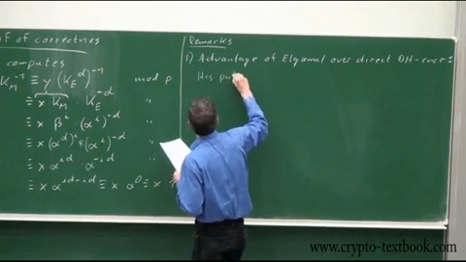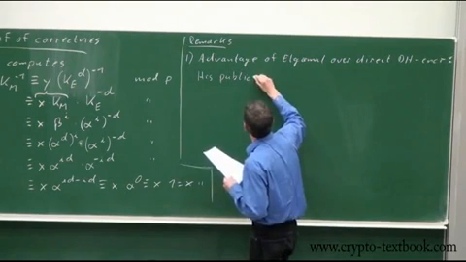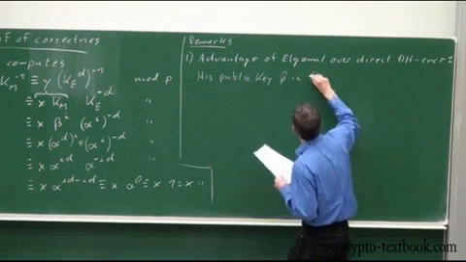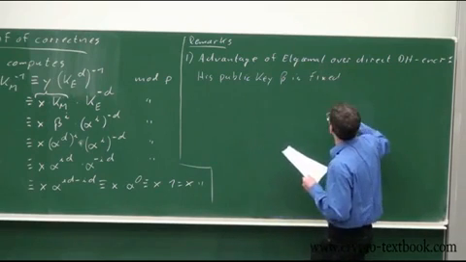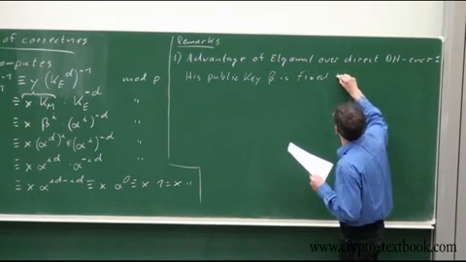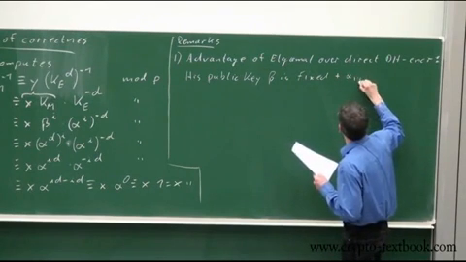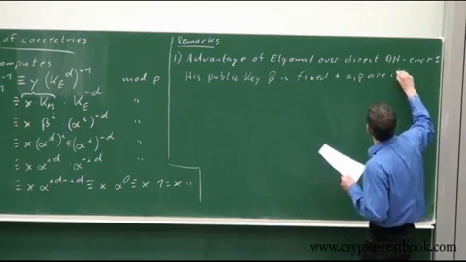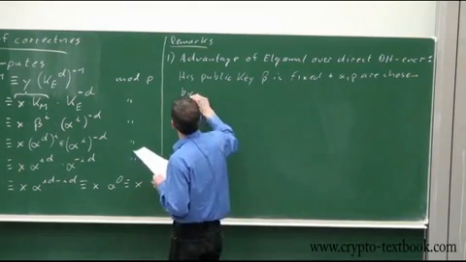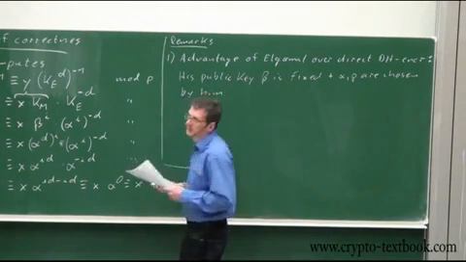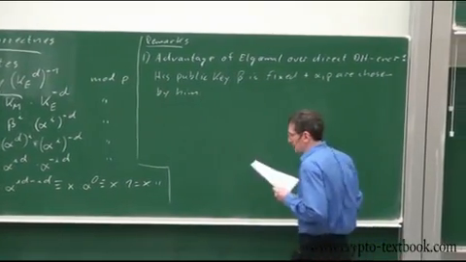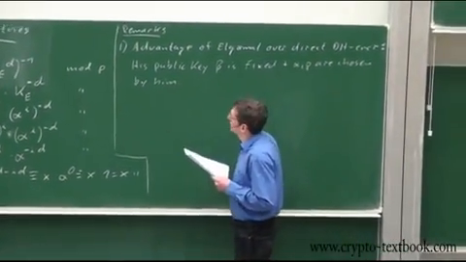His public key beta is fixed, and alpha, p are chosen by him. I don't know whether that's really an advantage. Maybe that's a difference, would be a better word. Okay. So that's the first remark.